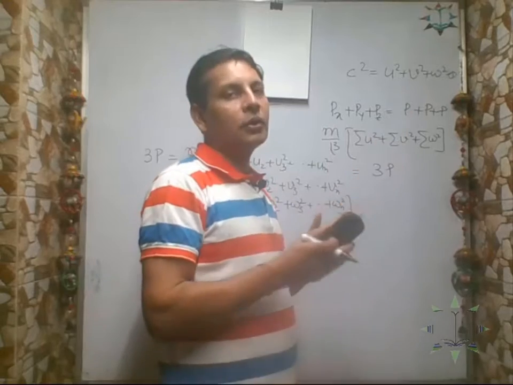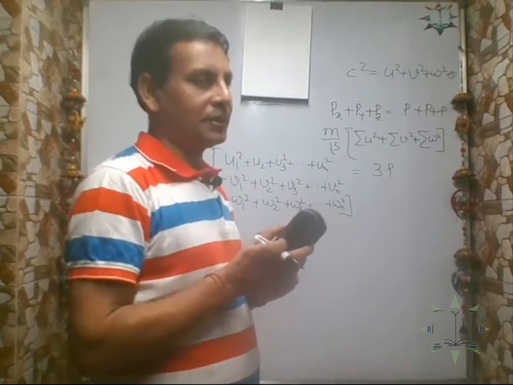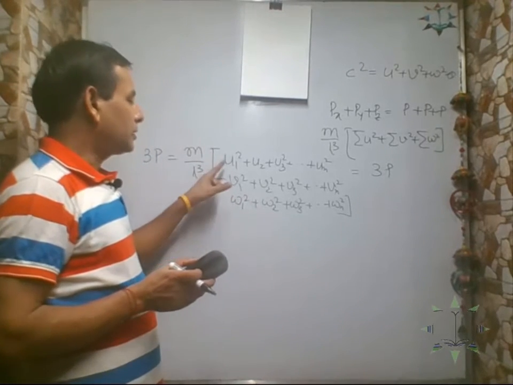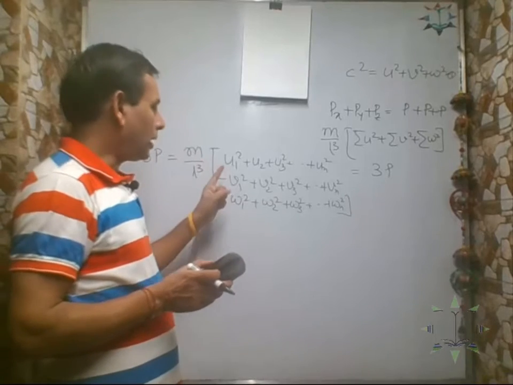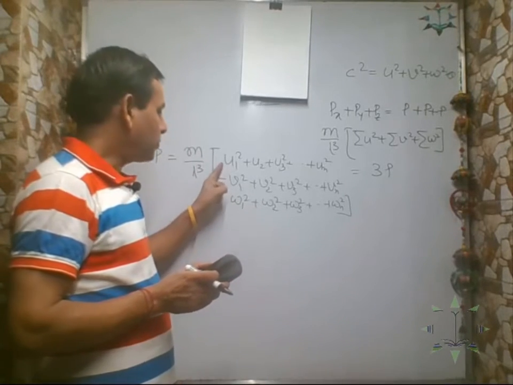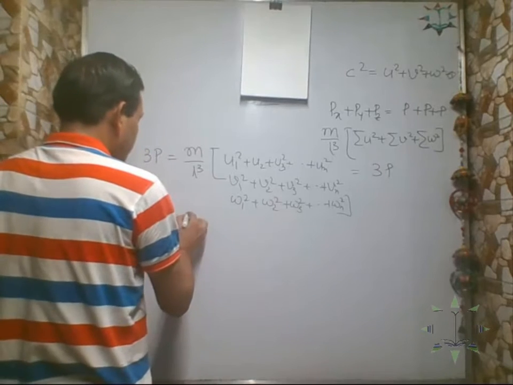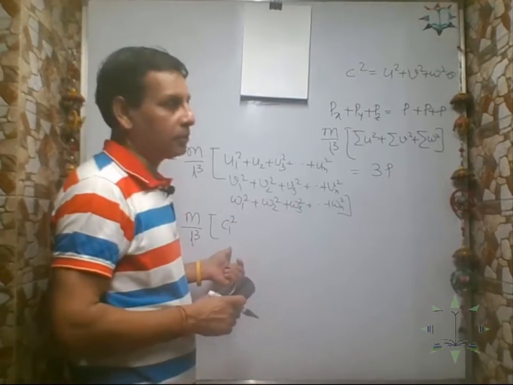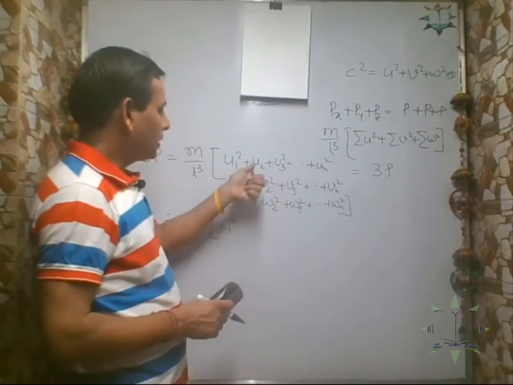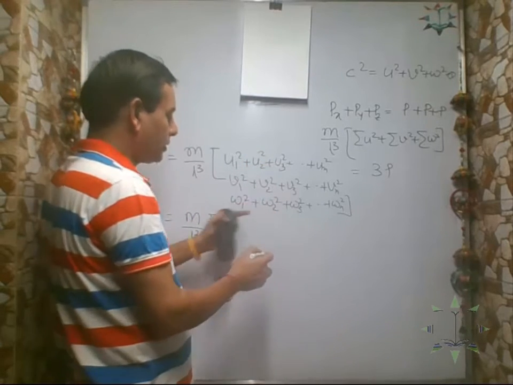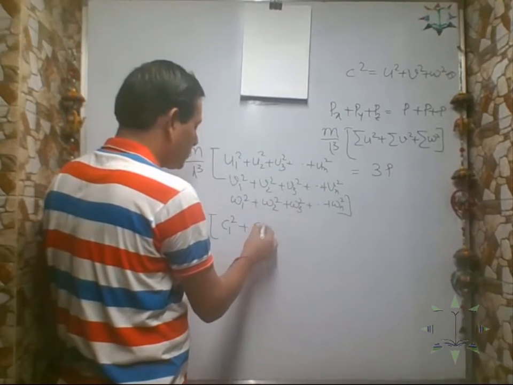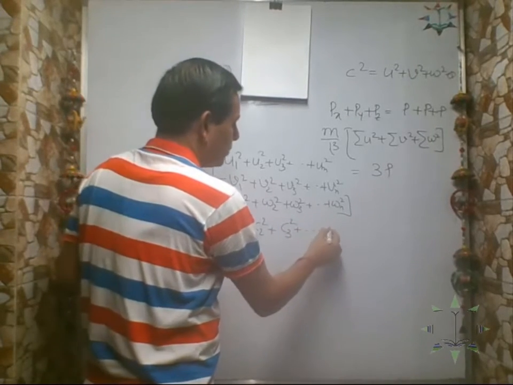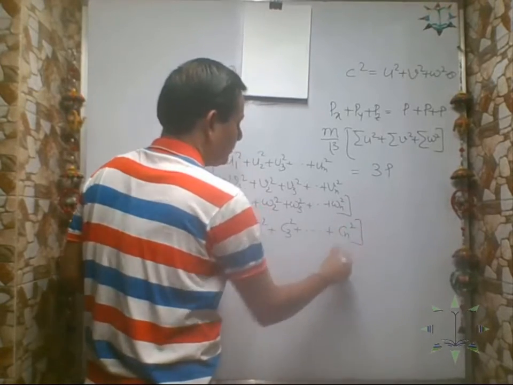U, V, W are the components along three mutually perpendicular axes. Okay? Similarly, U1 square, V1 square, W1 square are the components of a particular molecule along the XYZ axes. So if you add these three components, you will get C1 square, the velocity of the first molecule. Then U2 square, V2 square, W2 square will give C2 square, the second molecule's velocity. Similarly, this will be C3 square, and so on, up to Cn square.